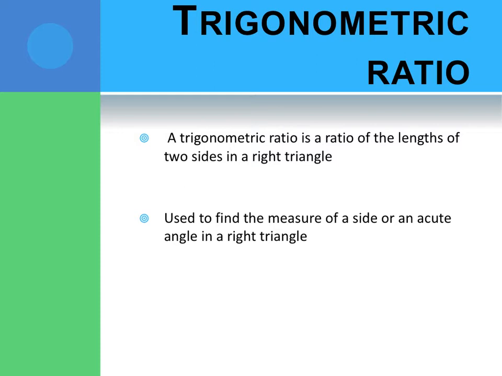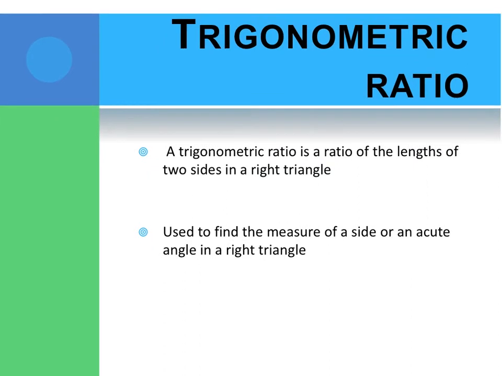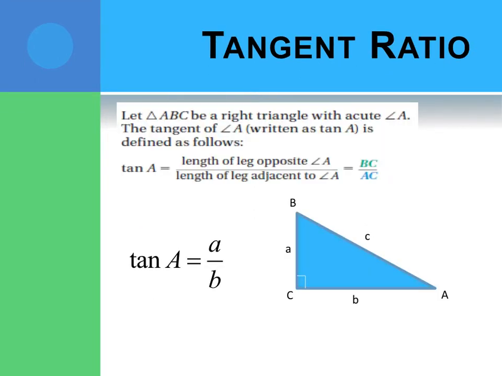Again, there's 3 that we're going to talk about in this course. Today we're only going to focus on the tangent ratio, but on Monday we're going to talk about the sine ratio and the cosine ratio. So let's go ahead and see what the tangent ratio is. So the tangent ratio is going to be the ratio of the leg opposite over the leg adjacent. So it's always going to be for a right triangle.